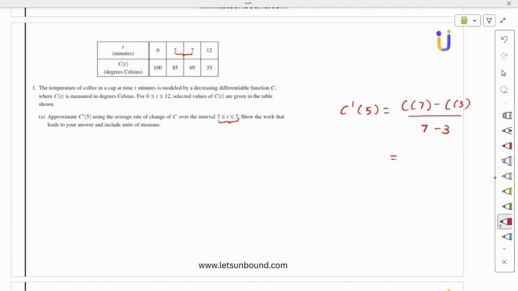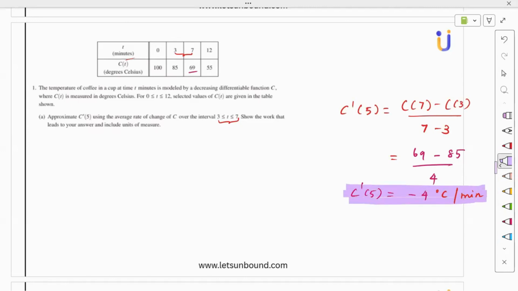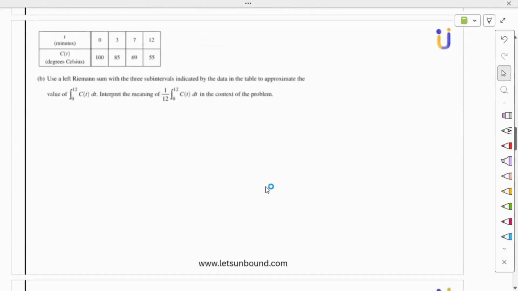So what is C of 7? From the table, 69, minus C of 3, 85, divided by 7 minus 3, which is 4. Subtracting and dividing using the calculator, you get negative 4. The numerator is in degrees Celsius and the denominator is time measured in minutes, so the unit is degrees Celsius per minute. That's simple. This is the approximation of C prime of 5 using the table values. Very simple. Let's move to the next.